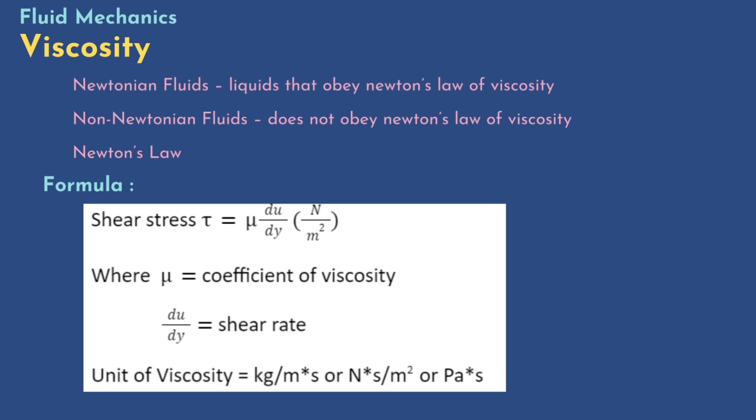Newton's law of viscosity can be expressed as shear stress equals the coefficient of viscosity multiplied by the shear rate. The unit of viscosity is kilogram per meter second, or Newton second per meter squared, or Pascal second.